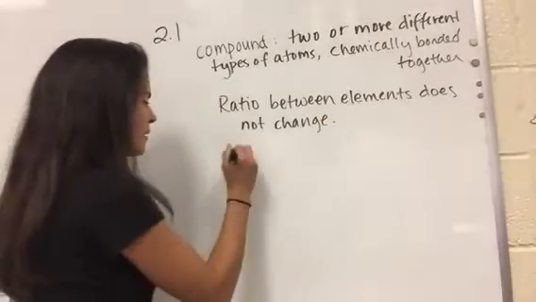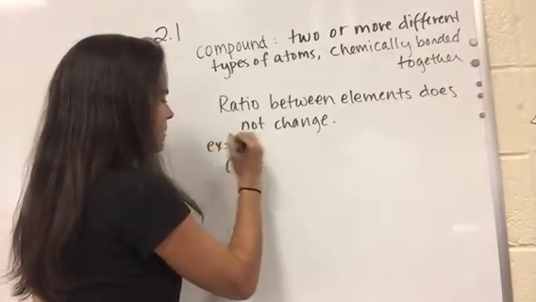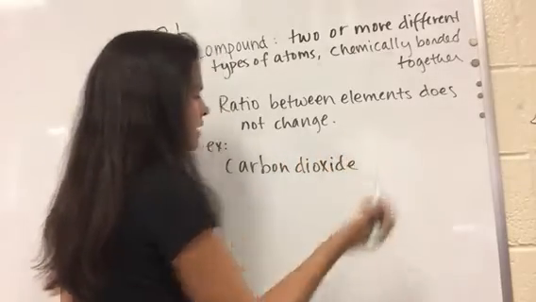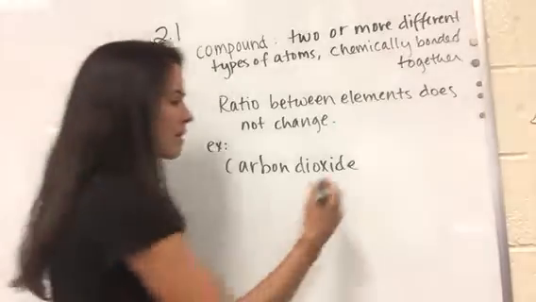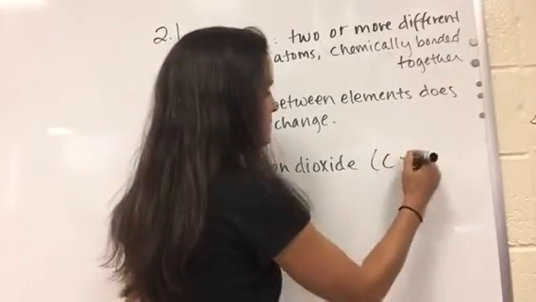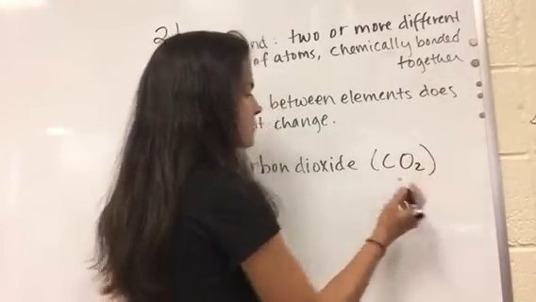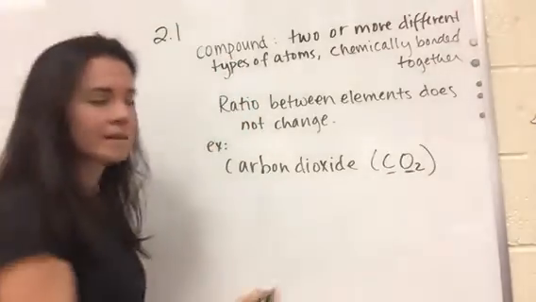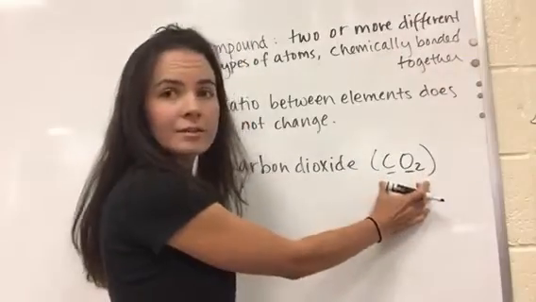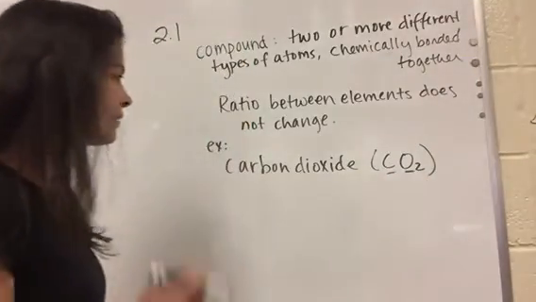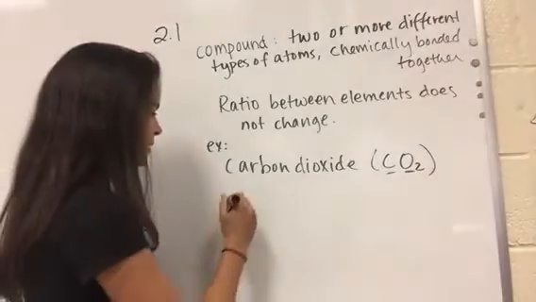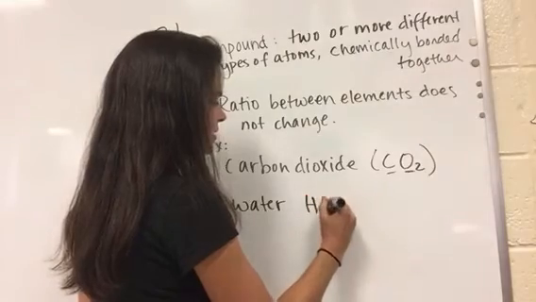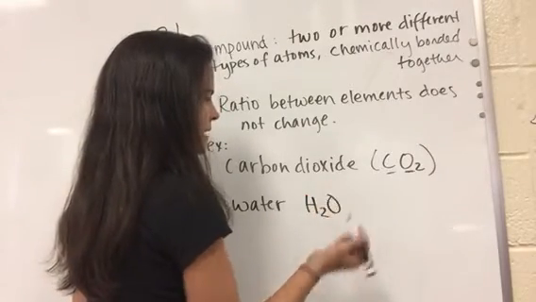Okay, so for example, carbon dioxide. Carbon dioxide is made of two types of elements, carbon and two oxygen atoms. So carbon is one atom, oxygen is the other atom. They are bonded together, so they are written together as a formula like that. Another example of a compound would be water. Water is H2O, so there's two H's and an O.